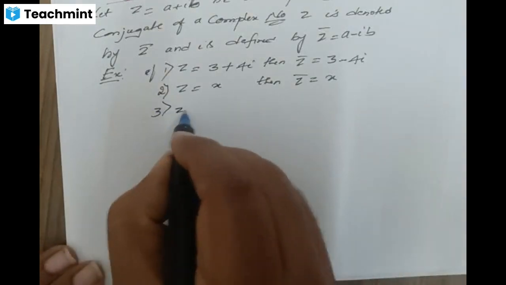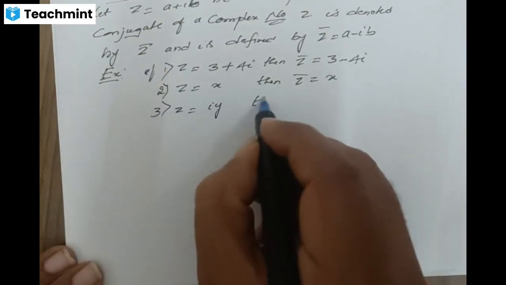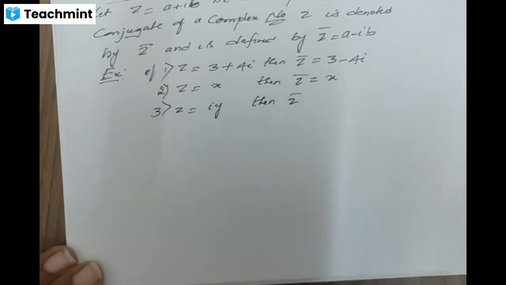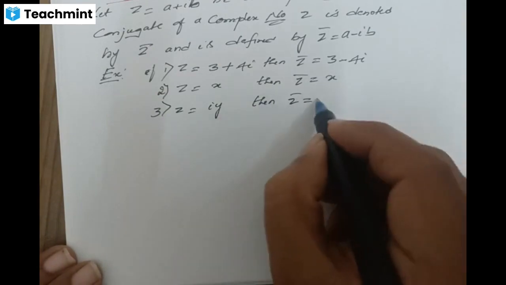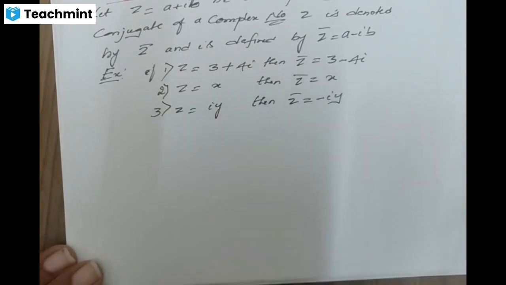Then I will take z is equal to iy. So z bar is equal to, we can write, what is that? The i coefficient is plus i, so it is minus iy. That is a complex number. Very simple. Conjugate of a complex number means the sign of the i coefficient will be changed.